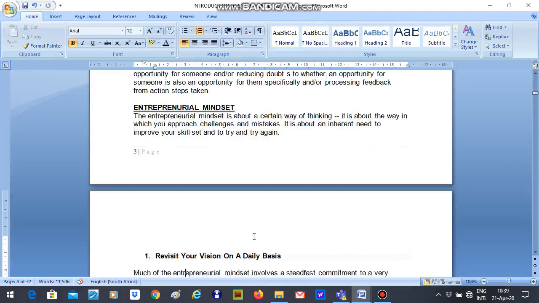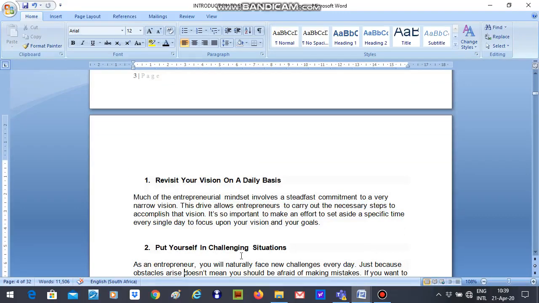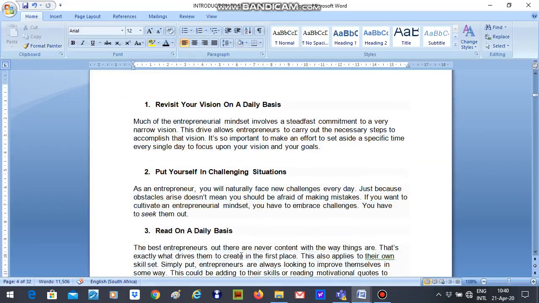Now we can move on to entrepreneurial mindset, the mindset of an entrepreneur. The entrepreneurial mindset is about a certain way of thinking. It's about the way in which you approach challenges and mistakes. You should have that mindset, because they are bound to come. You're about to start a business and you are venturing into the unknown, so you would be faced with a lot of challenges and risk, and your approach to it is what matters. You should have that mindset that this is what I'm going to go through and I'm determined to pull through it.